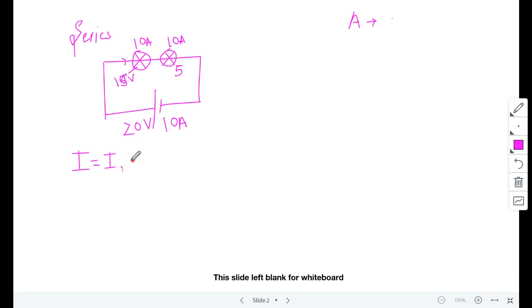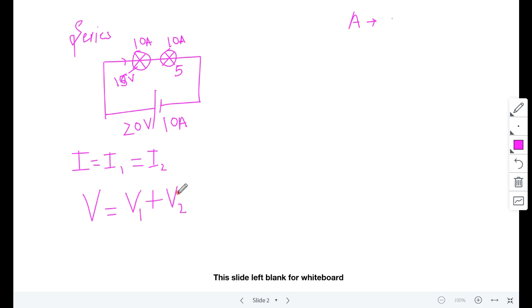Yes. So you can say I1 equals I2. So current remains the same throughout the circuit, and total voltage equals the sum of the potential drop across every component. So V equals V1 plus V2.